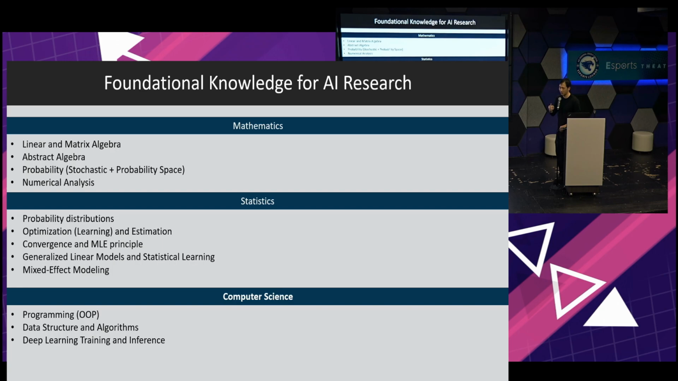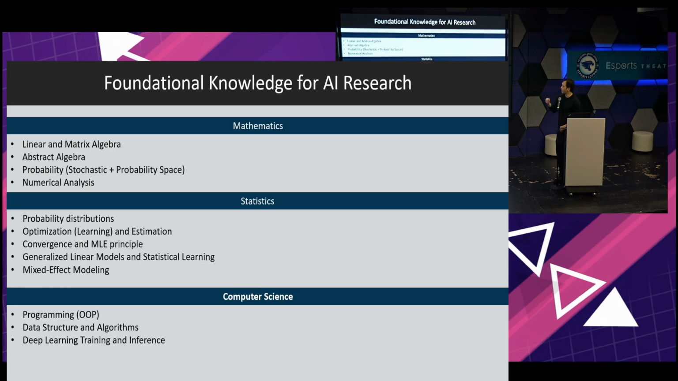So probability is important. Numerical analysis gives you some understanding of how the numbers are calculated and how the matrices are decomposed in computer systems. And then statistics is another big pillar in AI, because you want to understand the probability distribution of the outcomes, since based on the distribution you have different loss functions. And then you also want to know about optimization, sometimes called learning and estimation, and the properties of those estimations as you have more samples or fewer samples.